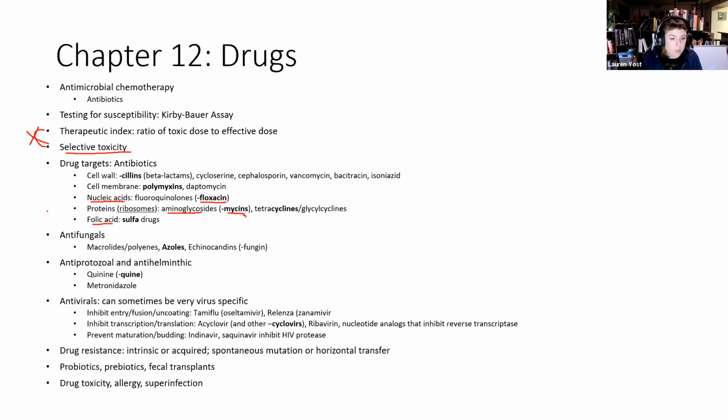So we talked about the ones that inhibit entry, getting into the cell, basically getting in and starting everything: entry, fusion, uncoating. Those are the first kind of steps of infection, right? The ones that inhibit transcription or translation, we talked about acyclovir and other cyclovirs, which is used to treat herpes infections, or ribavirin as well is used for that. So reverse transcriptase. Reverse transcriptase is another target.